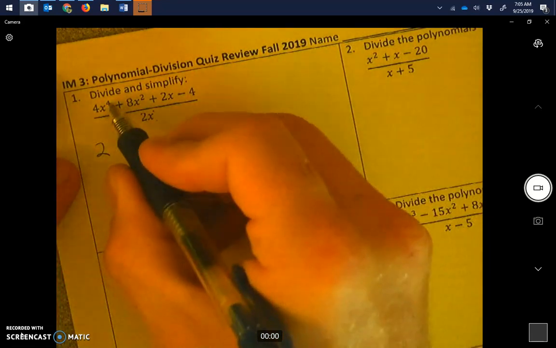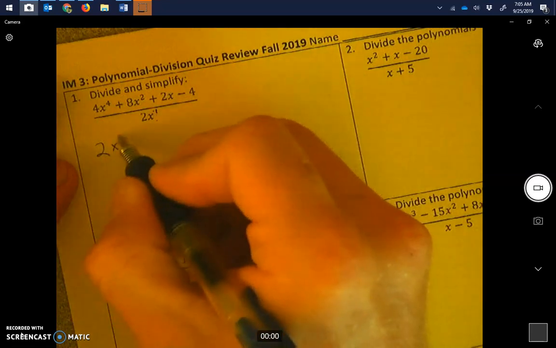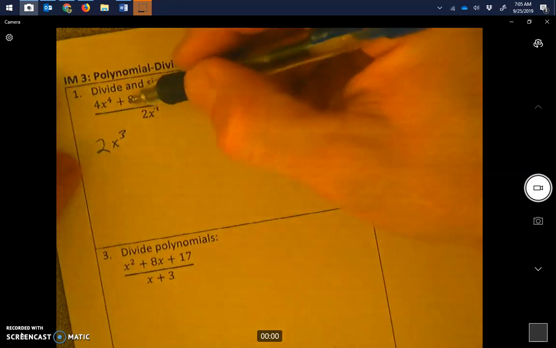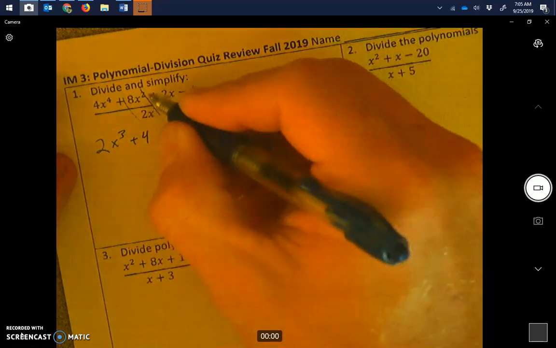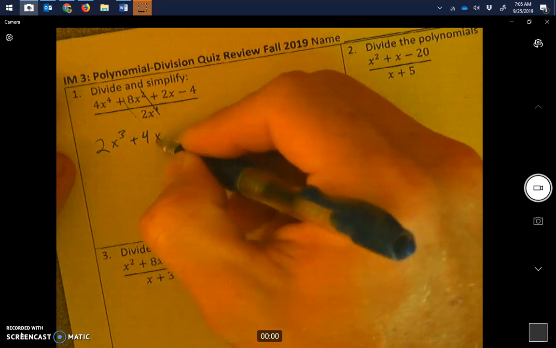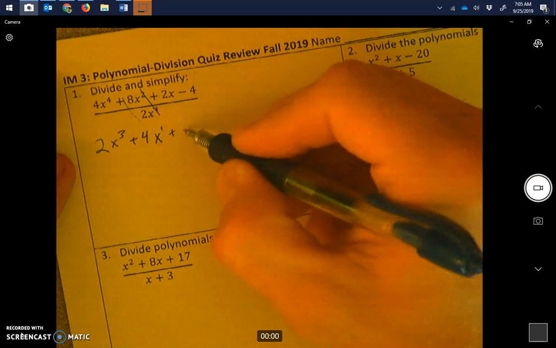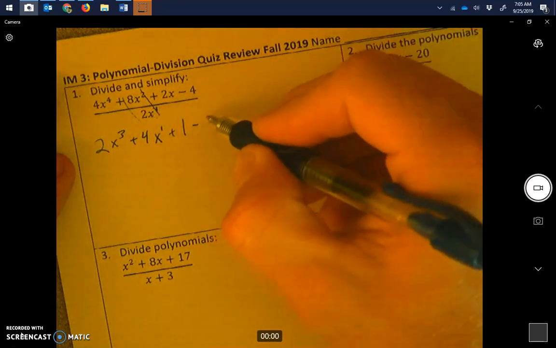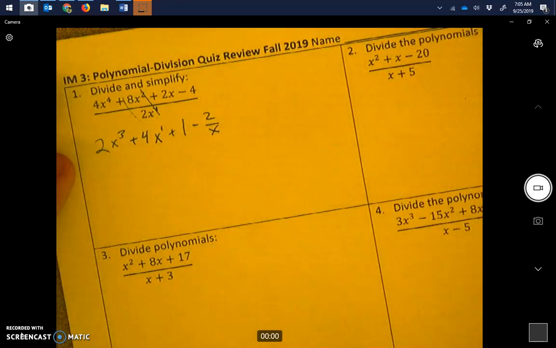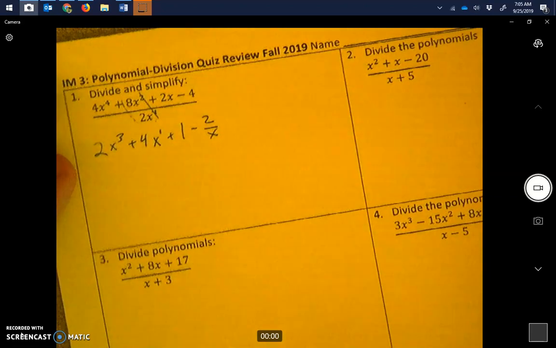So 4 over 2 is equal to 2. And then x to the 4 divided by x, you have 4 on top, 1 on bottom, so you're left with 3. For this part, we have 8 over 2, which is positive 4. 2 minus 1 is 1. And then 2x over 2x is 1. And then negative 4 over 2x is going to be 2 over x, because 4 over 2 is 2 up top, and then we have 1x on the bottom. And that's your answer.